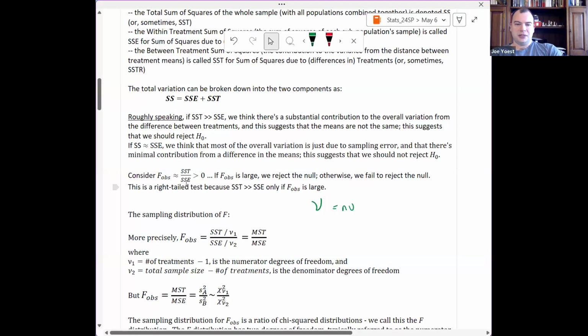So let's consider a test statistic, like a Z observed or a T observed or a chi-squared observed. This test statistic is going to be called F. We're going to use a different distribution for it, but it's just the F distribution. It's kind of like the chi-squared distribution. And it's going to be the ratio of SST to SSE.